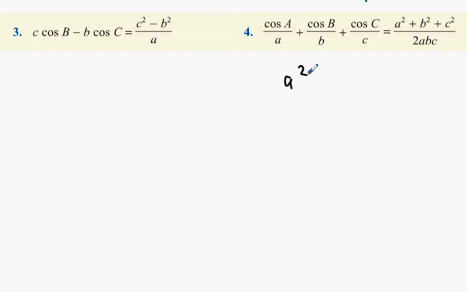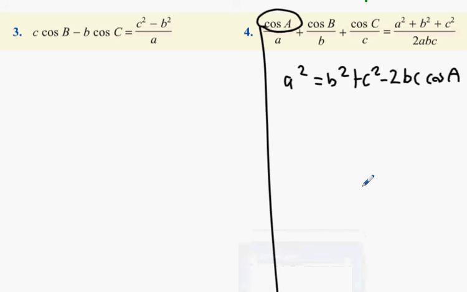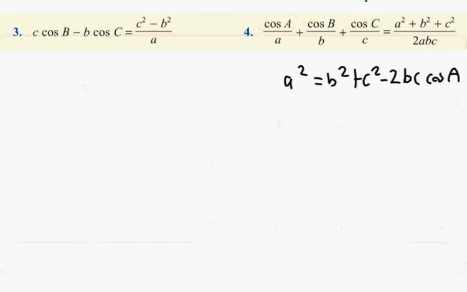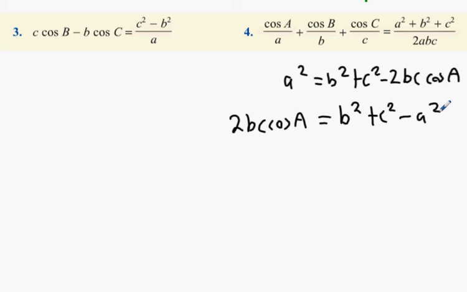Now, we can do a little bit of interchanging, right? So what I'm going to do is get the cos A on its own. Everybody clear with that? How do we get the cos A on its own? Bring the 2bc over to your side. 2bc cos A, and then what happens on the other side? b squared plus c squared minus a squared.